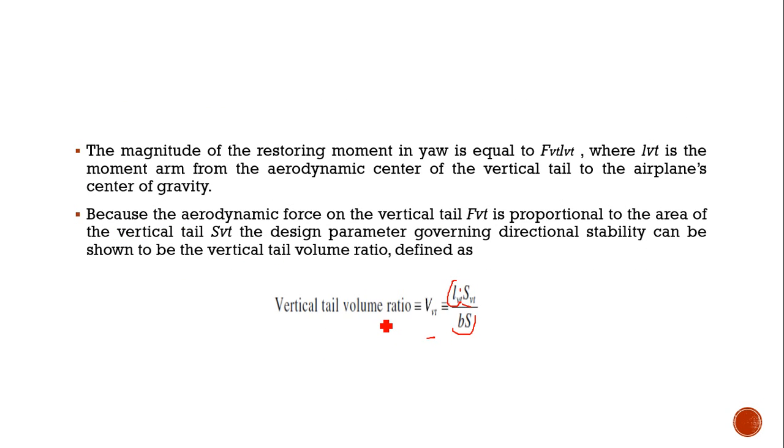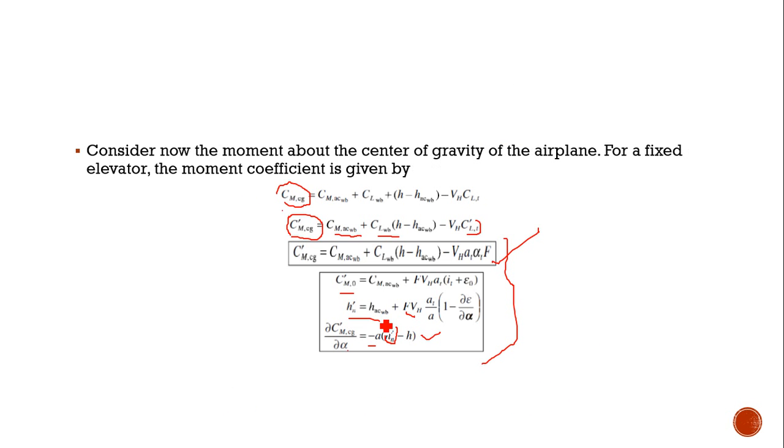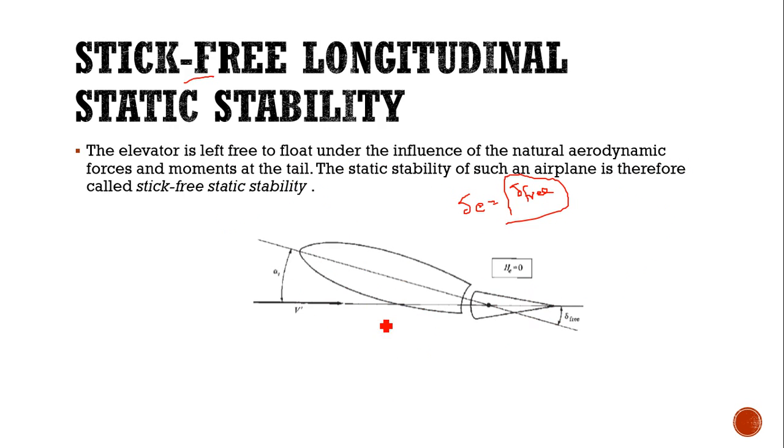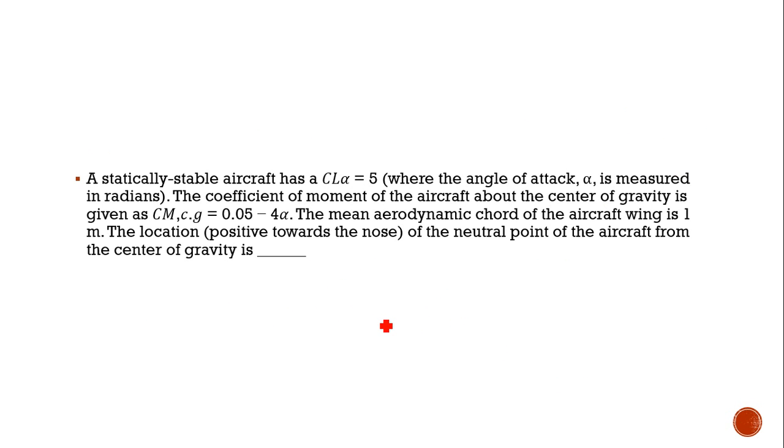So now we can see the problems. So this is all for the stability: lateral, longitudinal, and directional stability, and we have some instabilities also. That is angle of spin, Dutch roll. These things we will discuss later in our next class. Now we can see the problems regarding this stability criteria.